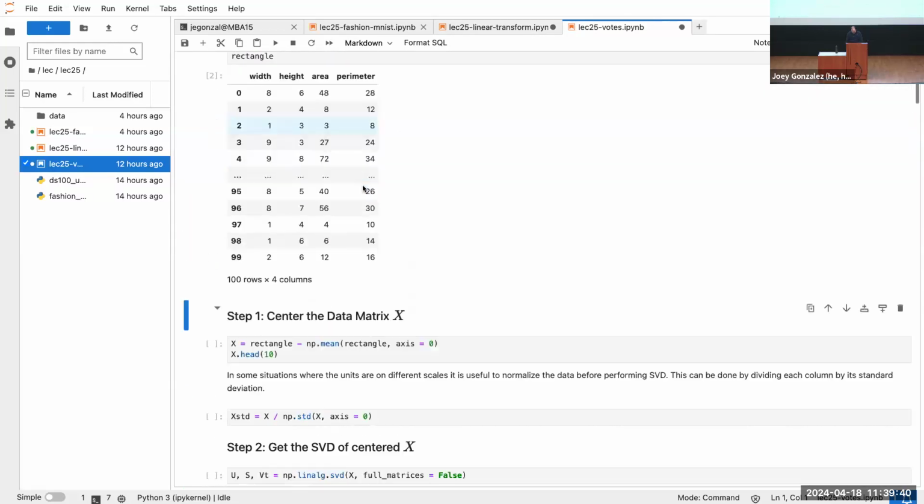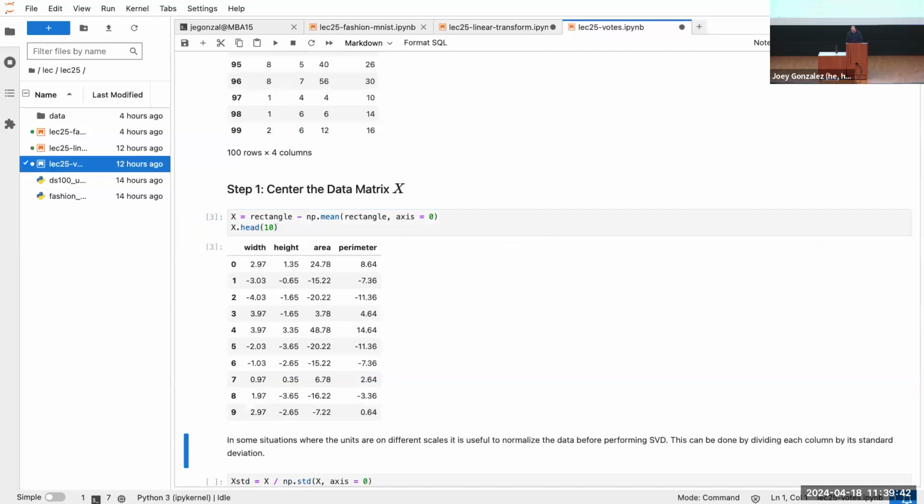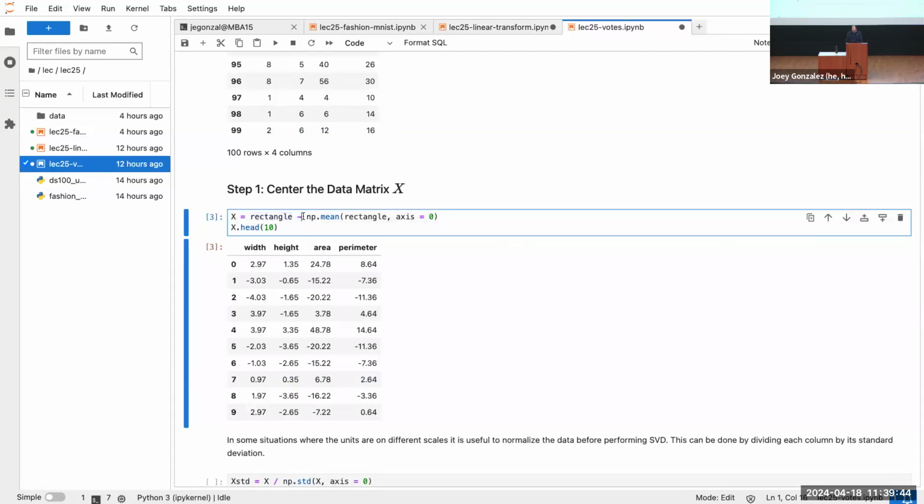So I have width, height, and area. I center my data, step 1. So I take the rectangle data and I subtract off the mean. That's the mean of all the rows. So take the mean across the rows. So I'll have the mean width, mean height, and mean area, mean perimeter.